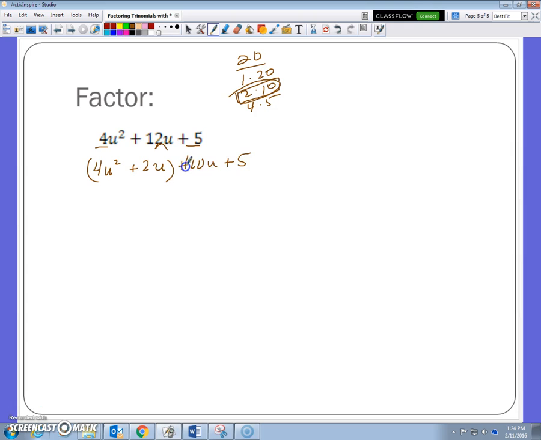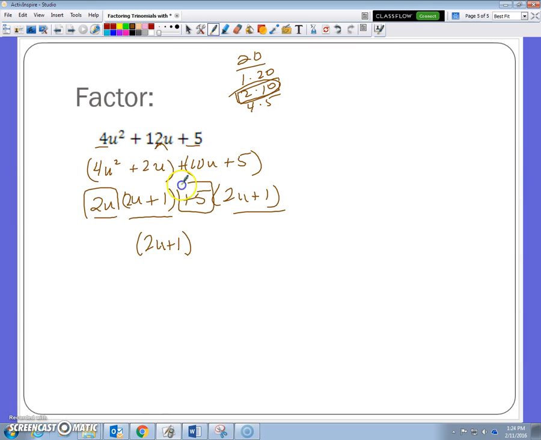So now I'm going to factor by grouping, and I like having that plus in the middle because I don't have to change. I see that these front terms have a 2u in common, leaving me with a 2u plus 1. And the back terms have a 5 in common, 2u plus 1. It's like magic. Terms match. So 2u plus 1, and that leaves me a 2u plus 5 for my second parenthesis.